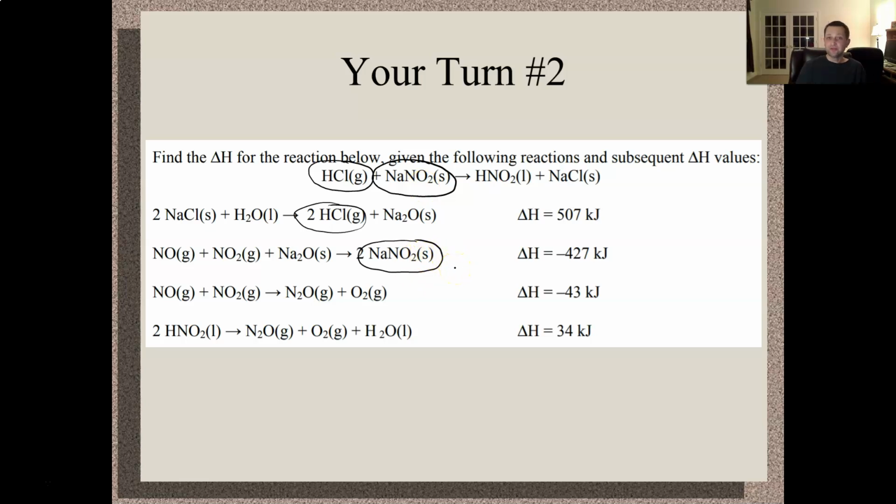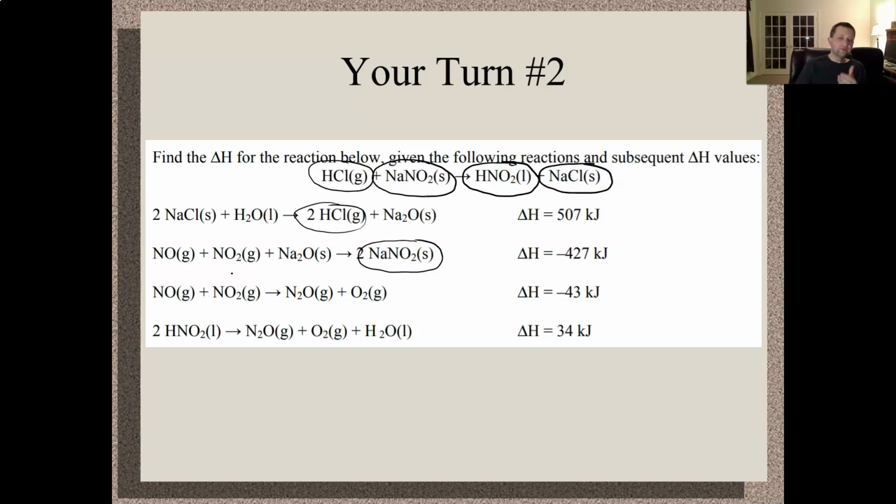So what are you going to have to do there? Do the same thing for the other ones. Here's HNO2 liquid. See if you can find it below, and see if it's on the right side. And then find NaCl solid. You want it to be a product. Find it in your series of equations, in your reaction mechanism. See if it's on the product side. If it's not, you have to flip it.